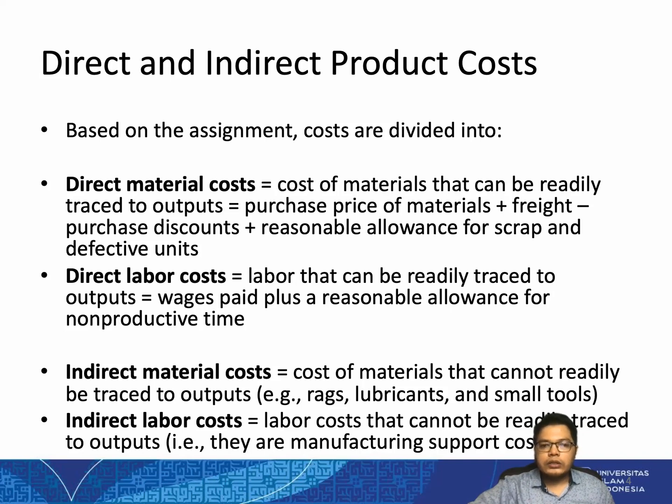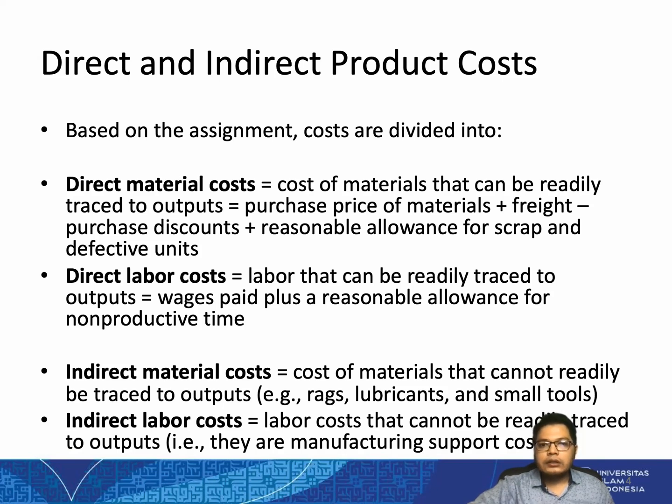About direct labor cost, this is labor that can be readily traced to outputs. This is wage, usually for people who actually work in the factory, in the production process. Outside of wage, we call it salary, usually for back office people. There is direct cost, and there is also indirect material and indirect labor cost.